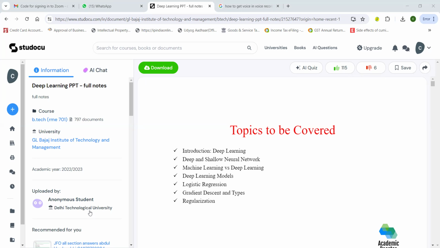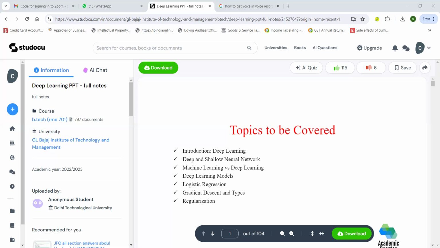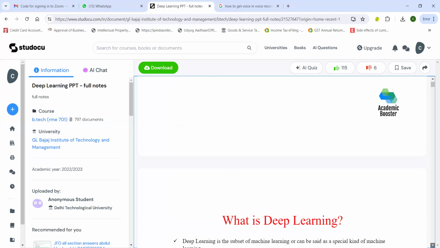In this presentation, I will cover these topics: the introduction of deep learning, the types of architecture we have in deep learning, machine learning versus deep learning models, logistic regression, gradient descent, and types and regularization. So we are going to firstly start with the introduction of deep learning.